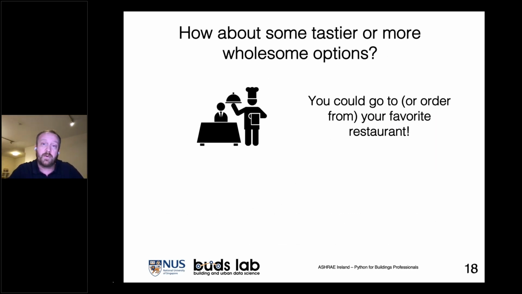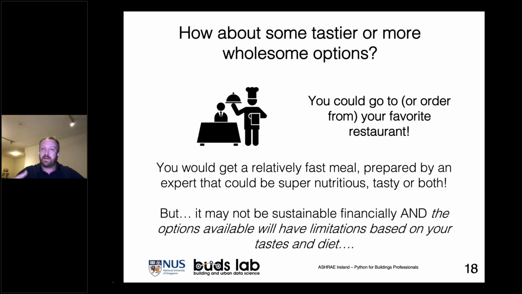Well, you could order from a restaurant, or you could go out to eat something a little nicer, more fancy. You can get a fast meal prepared by an expert, very nutritious, tasty if you want. But on the flip side, you also might have to pay. It may not be within your budget. You may not be able to eat at restaurants every single meal. And there's also limitations. If you go to a restaurant, you can only order what's on the menu. Most places, you can't just say, oh, I don't like anything on the menu, make me something different, right? So there's restrictions, especially if you have a special diet or tastes, or you really crave some sort of food.